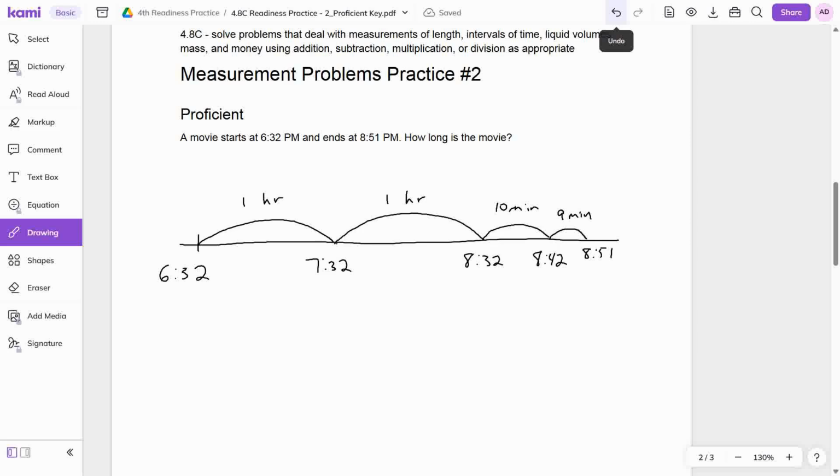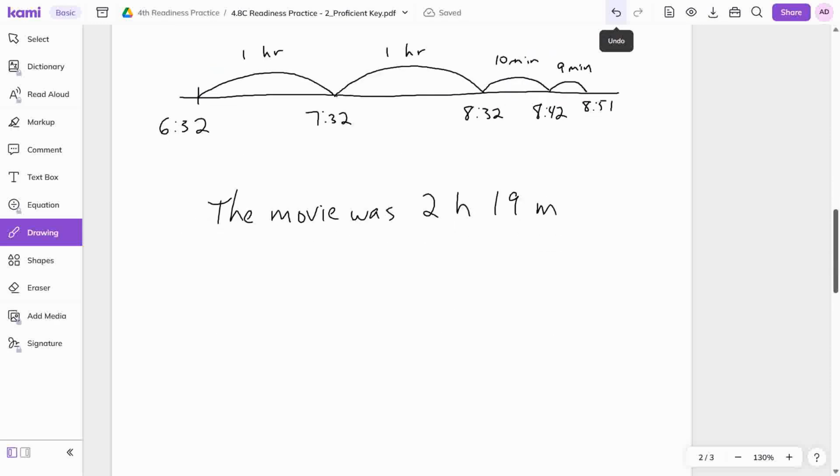So I've got 1 hour, 2 hours, and then 19 minutes. So we can say the movie was, and we'll put it like this, 2H19M. That's one way to show 2 hours, 19 minutes.